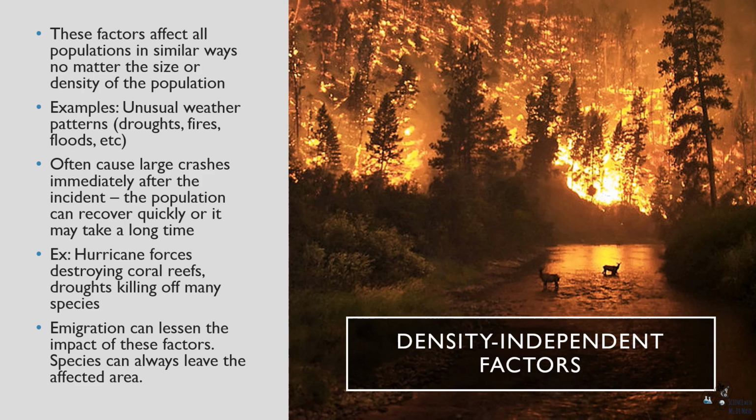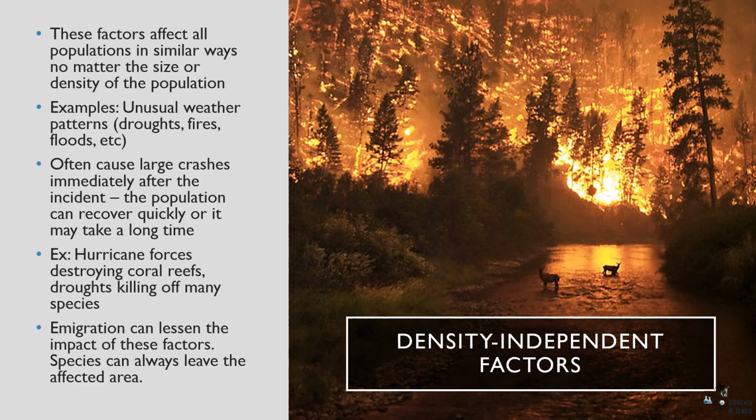The next thing we have to talk about are density independent factors. So we talked about how the more individuals you have in a specific area, the more interactions they're going to have, and those are all density dependent factors. Density independent factors are saying it doesn't matter whether there's 10 of you or 100 of you or 1,000 of you in this given space, they are going to affect you equally. Often you'll see these be major weather events like drought, a fire coming through, a flood, hurricane, stuff like that. So they affect the population in a similar way, no matter the size or the density.